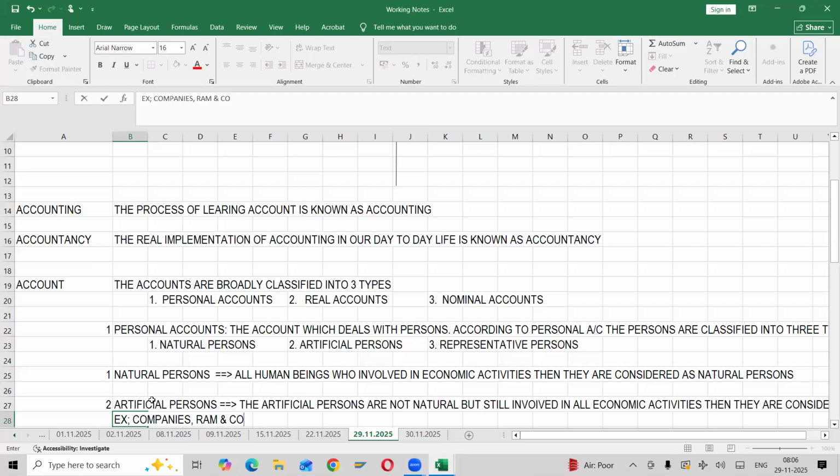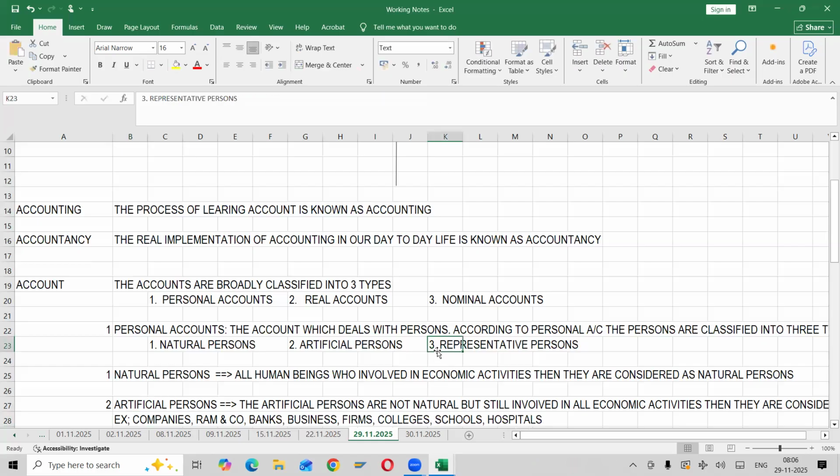Is this clear till here? Who is a natural person? Who is an artificial person? Companies, as I said. Next one, colleges, banks, businesses, partnership firms, firms, schools, hospitals. Whatever you can consider, it is considered as an artificial person. Clear?